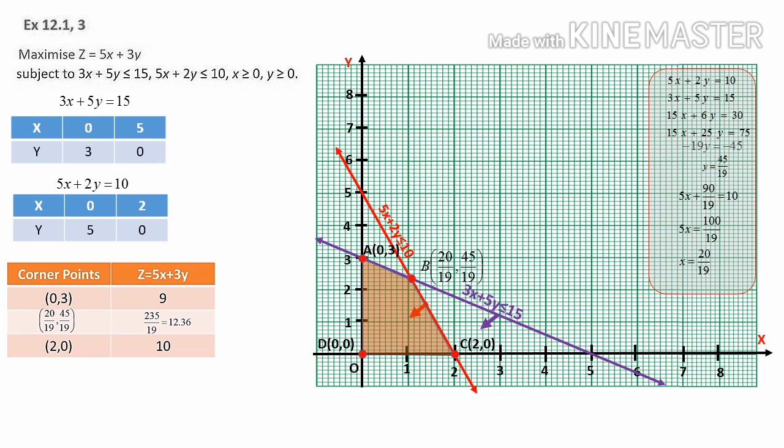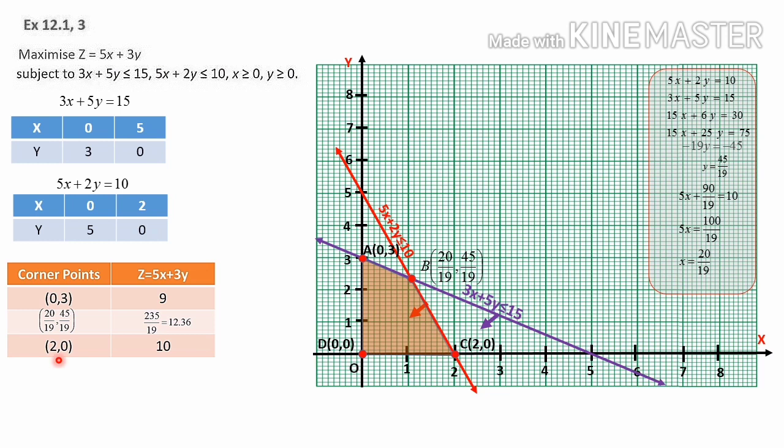When you do the calculation here, 5 into 20 by 19 plus 3 into 45 by 19, just take the LCM and find out the answer, you will get 235 by 19. And divide it, you will get 12.36. This calculation you have to do yourself. Next is 2 0, in the sense, here x value is 2, y value is 0. So 5 into 2 is 10. This term is 0. So z is equal to 10.